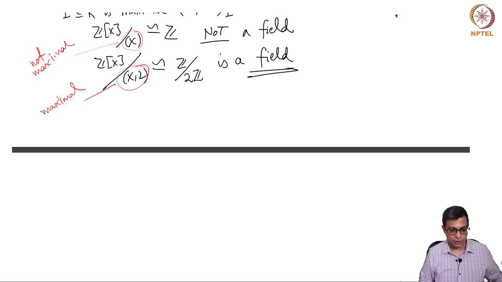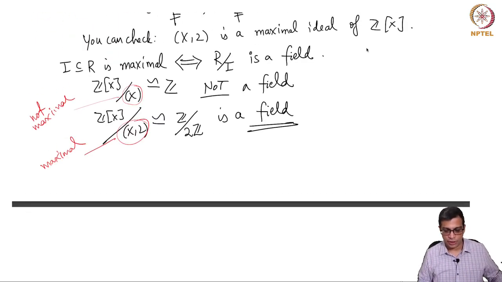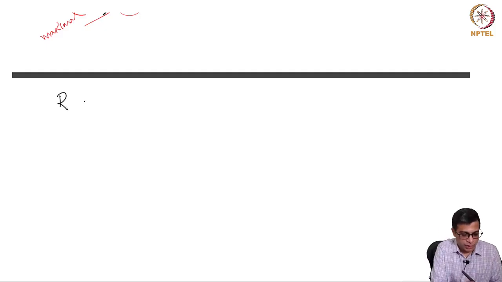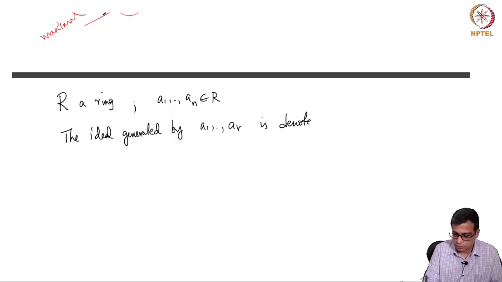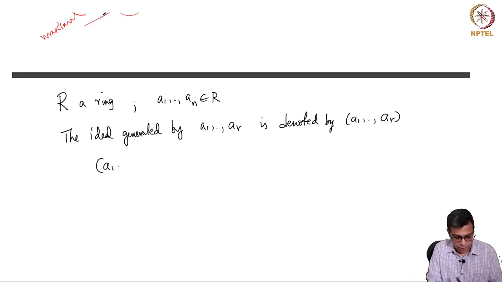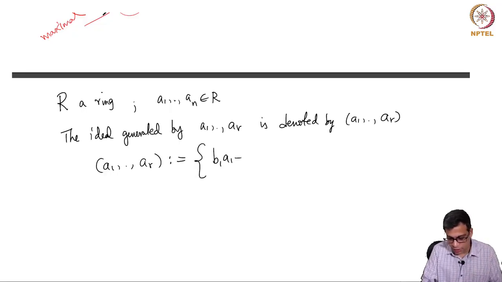Okay, so one thing that I should probably just clarify or recall for future use: if you have a ring R and you have elements a1 through an in R, the ideal generated by them is denoted by (a1, ..., an) in brackets, okay, and this is simply you take all ring elements bi's and take the combinations.